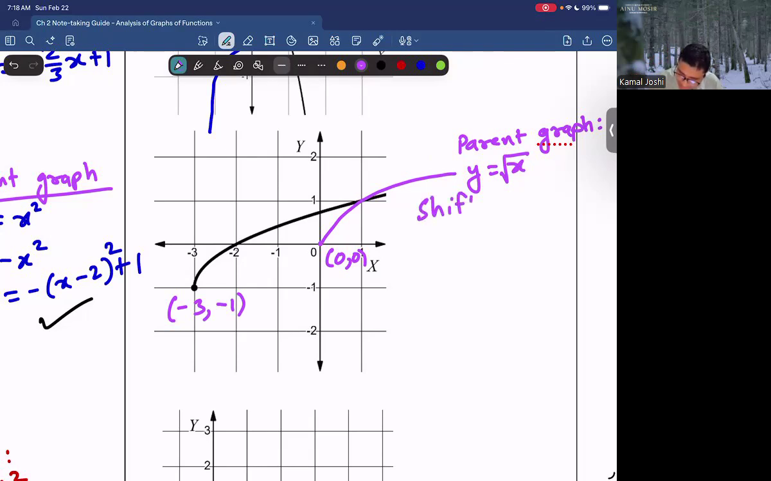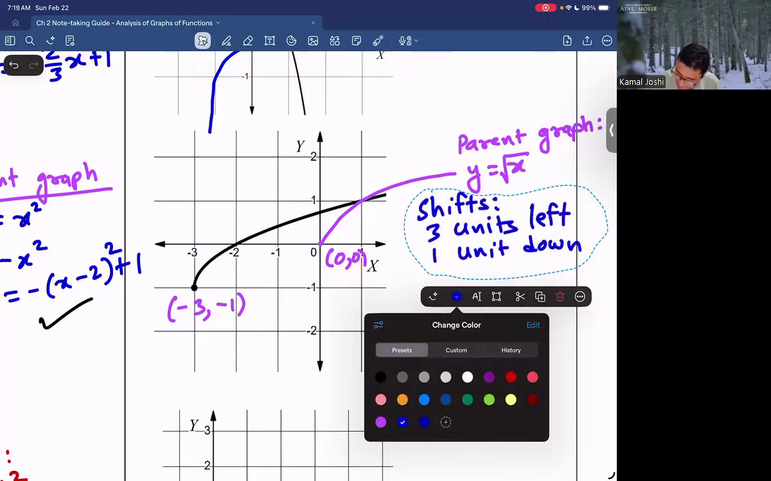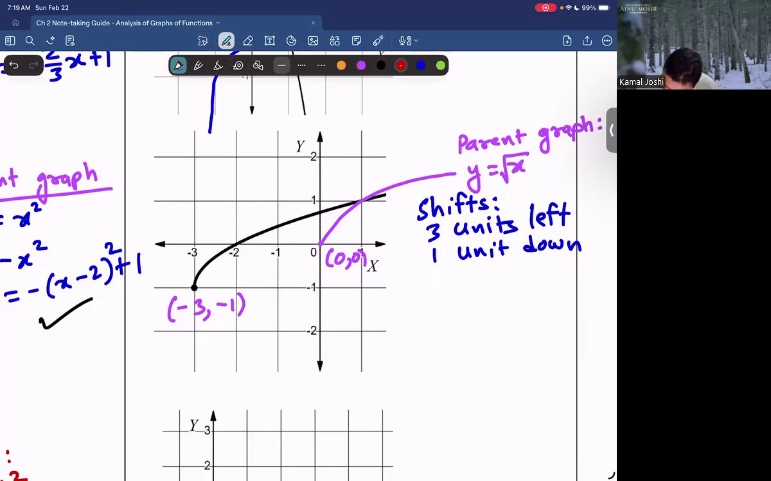So you can see here the shifts. 3 units left, 1 unit down. Right? And because of that, the new equation would be y equals 3 units left. So that adds to the input and 1 unit down.